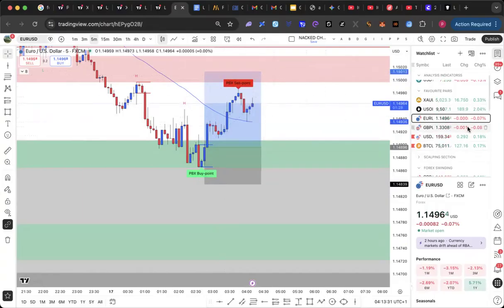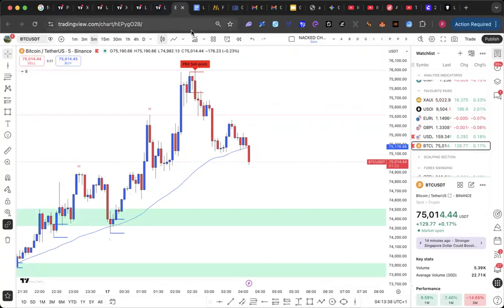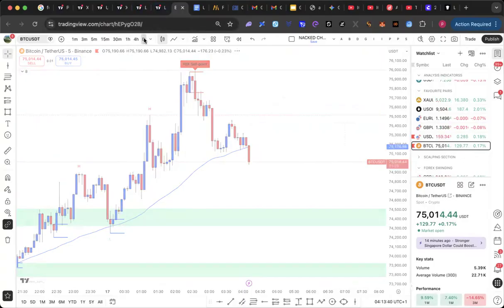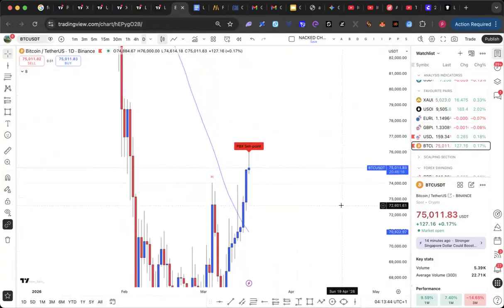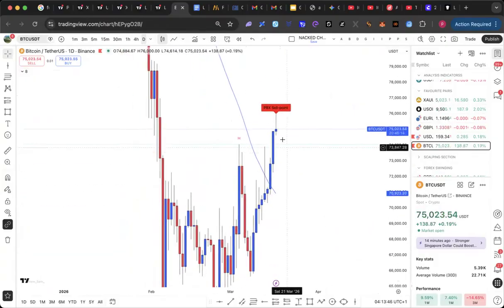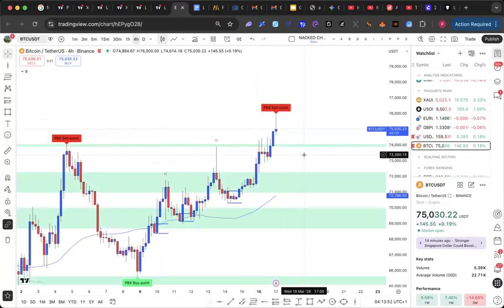So working with this, your scanner is a very powerful tool. Now going to Bitcoin quickly, because I have a Bitcoin that I sold out. Let me show you something. So going on daily time frame, the market has traveled up so much, and I'm giving a sell signal. So let's go to 4 hours. 4 hours gives a sell signal.